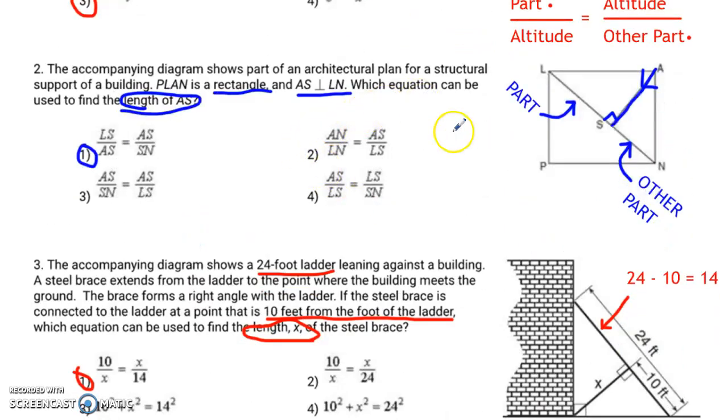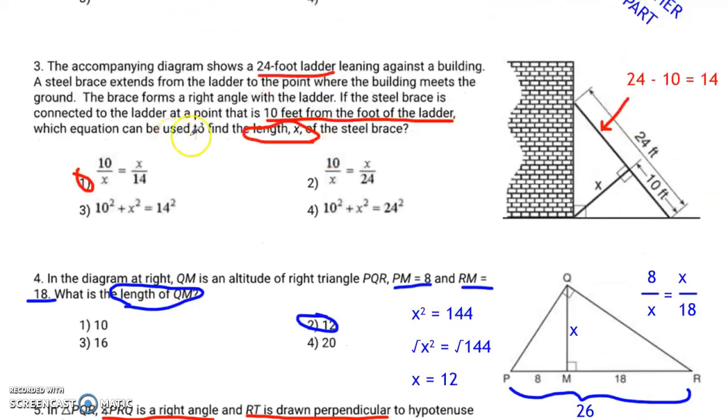Question number 2 asks us something very similar. I identified here the part and the other part, and you know that this is a right angle because it tells us it's a rectangle. This is another example of just setting up the proportion correctly. Here's another set up the proportion correctly question, but it tells you the whole hypotenuse here. It doesn't give you this part. Well, if this part is 10, the whole thing is 24, you have to subtract.